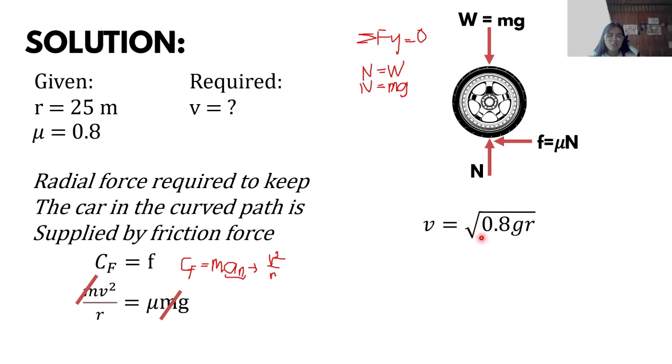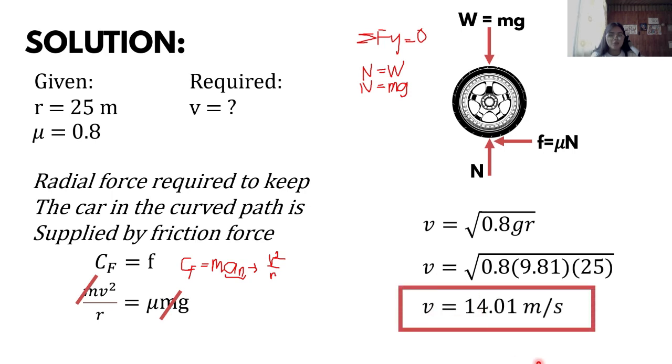So, magiging ganito. Okay? So, we have 0.8 or yung mu na given, and then g for gravity, 9.81, and then radius na 25 meters. Okay? Lahat naka-metric system para makuha natin yung answer, which is v is equal to 14.01 meter per second.